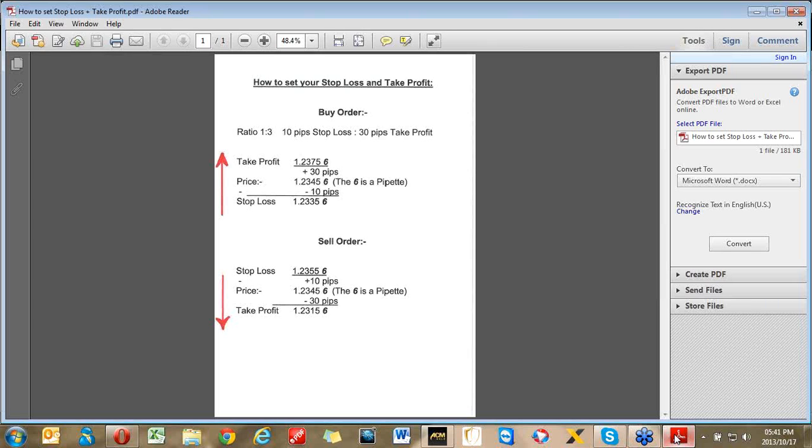Right, so let's go in and look at how to set your stop loss and take profit. In the exercise, I've used the price that I would purchase that particular currency pair at, and in this particular one, I'm saying it's 1.02345. Now, let me quickly refresh your memory. What is a pip value?